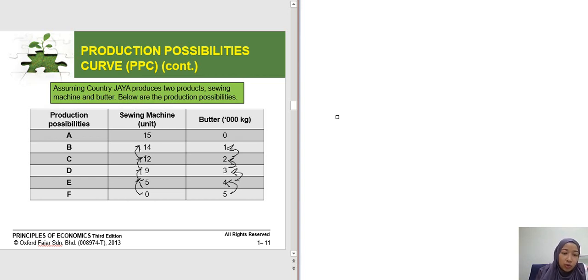So if you want to produce more sewing machine, you have to reduce the production of butter. And if you decide to produce more butter, you have to reduce the production of sewing machine. So the opportunity cost is the number of product that you have to let go in order for you to produce more of one product.